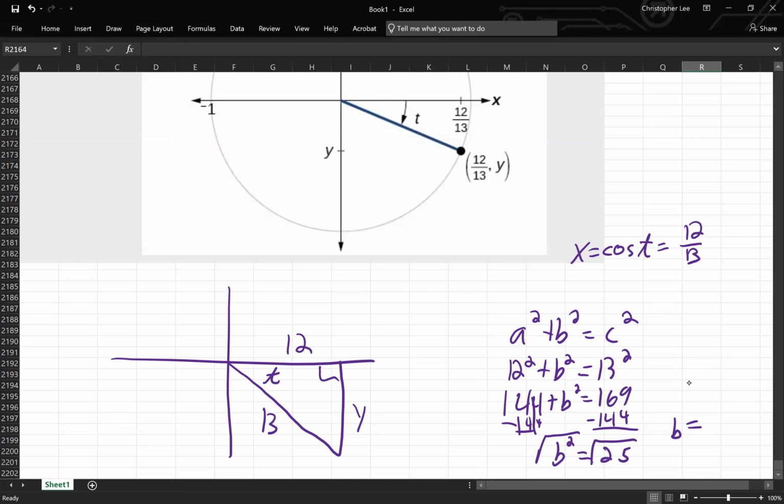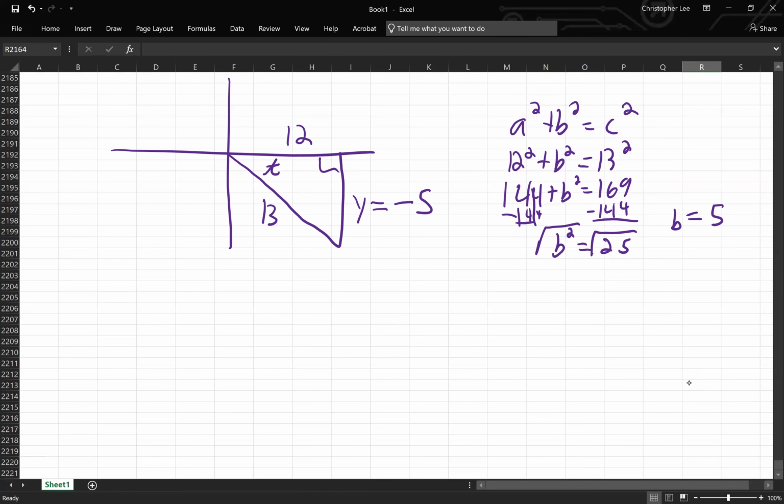So we know that b is equal to 5. But not just any 5. B is equal to -5. Right? I have cosine. They said they wanted sine, right? So look, sine of t is equal to what? Opposite over hypotenuse. What's that? -5 over 13. Done. Right?